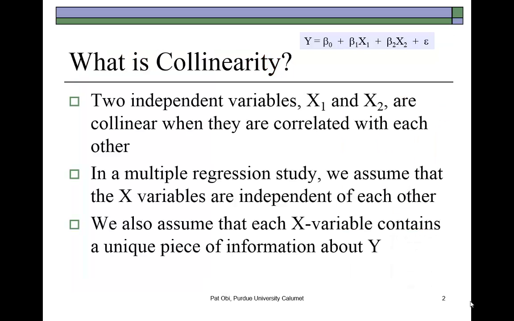And here's what we mean by multicollinearity. When two independent variables, x1 and x2 in a multi-regression framework such as this, are collinear, it means that the two of them are correlated with each other. So generally, in any multiple regression specification, if two or more of the independent variables are correlated with each other, then we have this problem of multicollinearity.